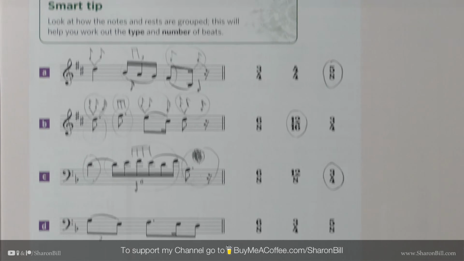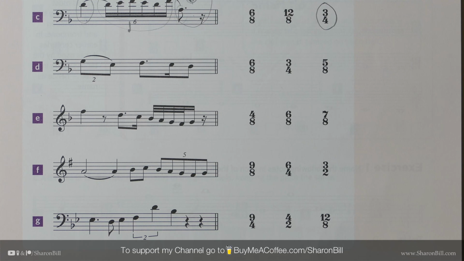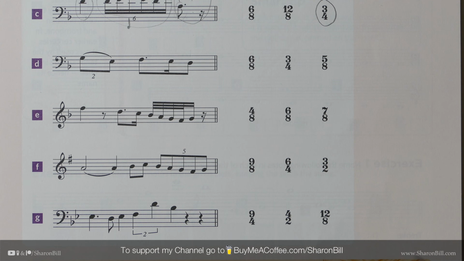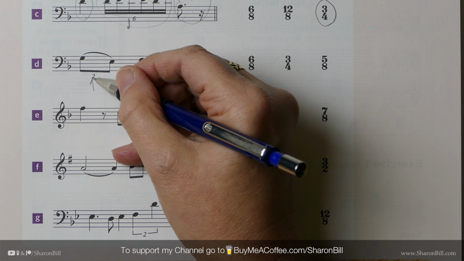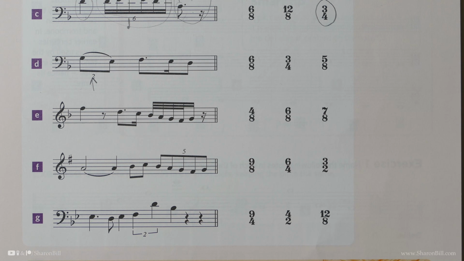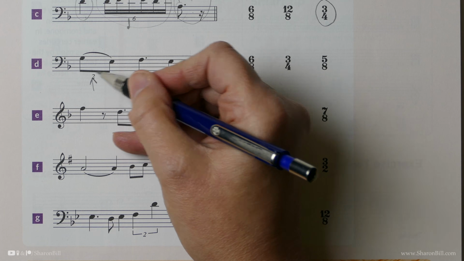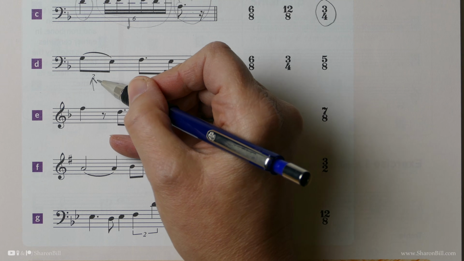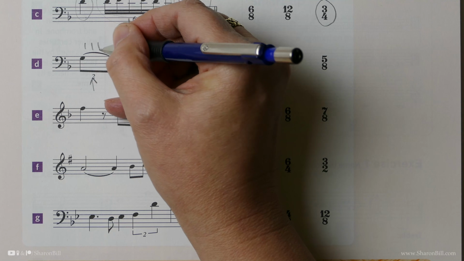Now looking ahead at exercise D, we have a clue here. That is our clue, because that tells us that this group of 2 quavers is going to be stretched and played in the time of 3.